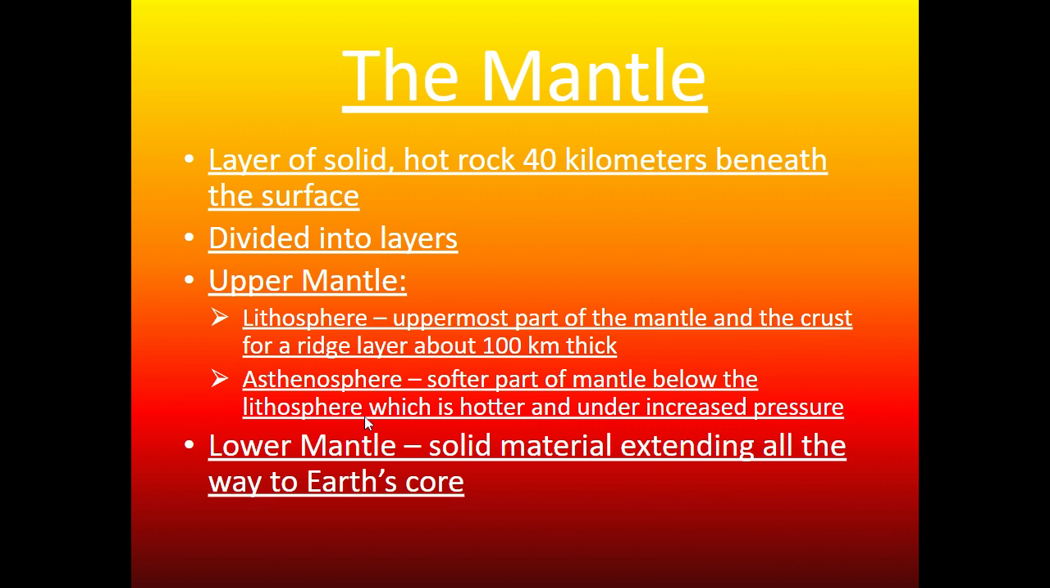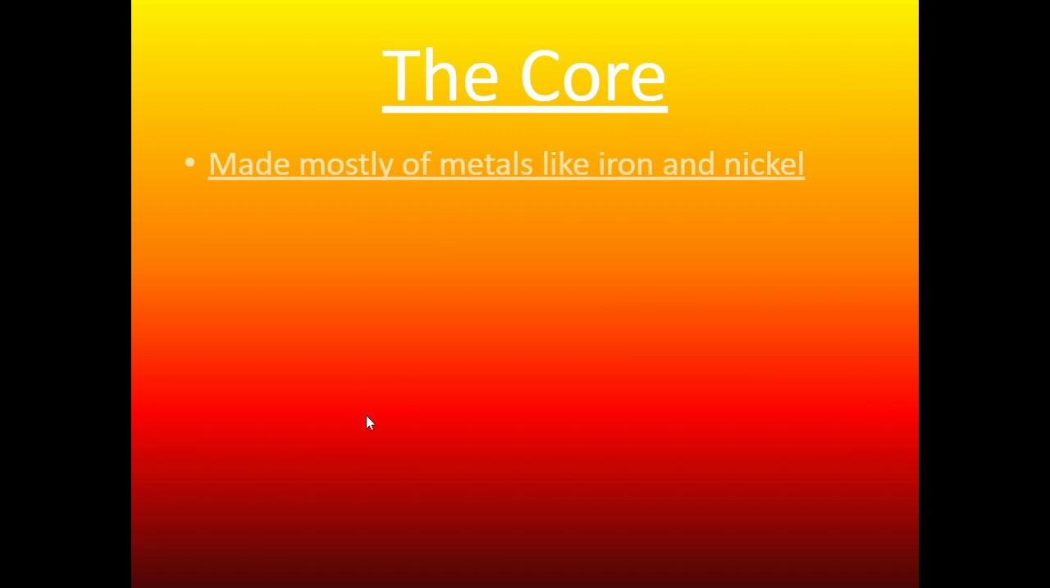Your mantle is basically in 3 different parts. It is 40 kilometers beneath the Earth's surface. It is divided into layers. So your upper mantle is your lithosphere and your asthenosphere. The uppermost part of the mantle is the part that is about 100 kilometers thick. It touches the crust. It moves the crust around, but we'll talk more about that when we get into plate tectonics. Asthenosphere is the softer part of the mantle. It is what is constantly moving the lithosphere. It is hotter and there's a lot more increased pressure. Your lower mantle is solid material extending all the way to the Earth's core.